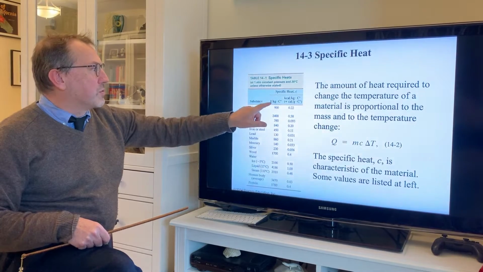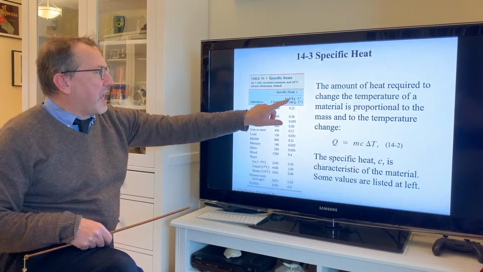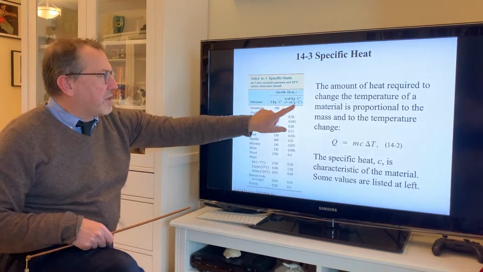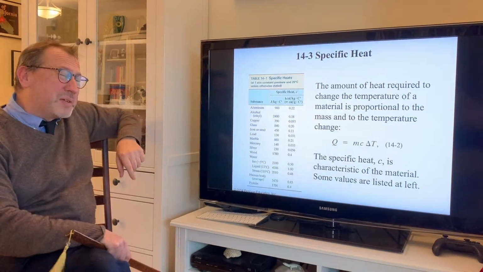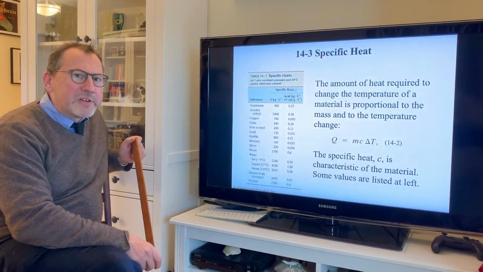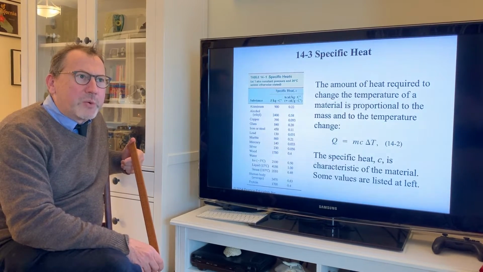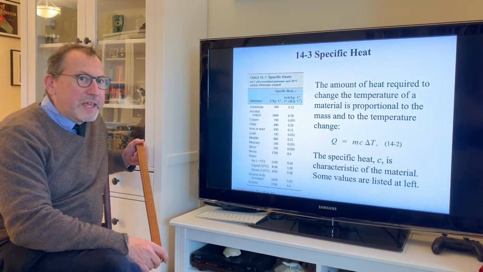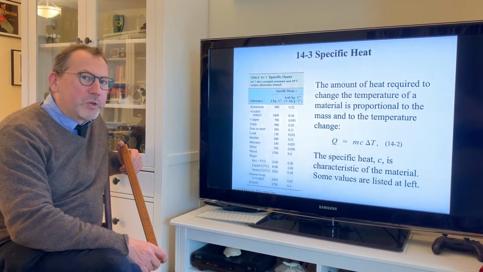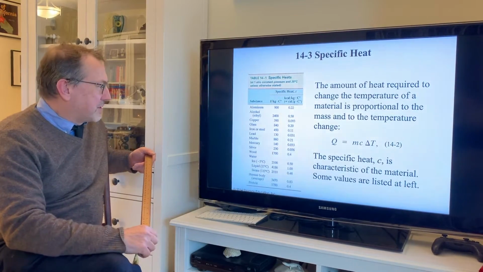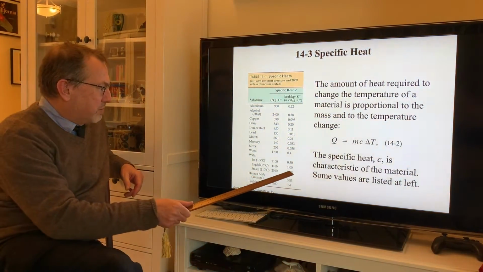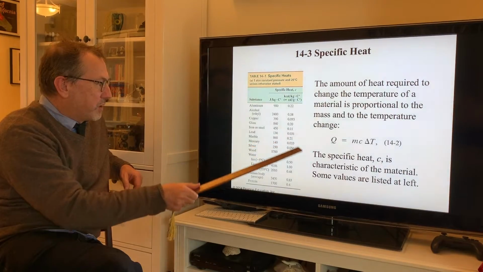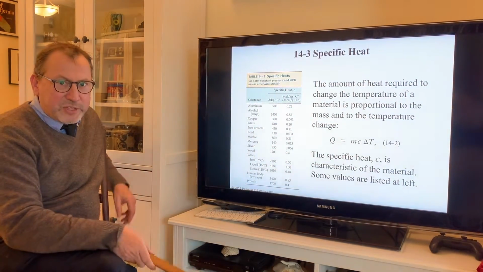Instead of using joules, of course, what I could use is kilocalories per kilogram degree centigrade, which is equal to calories per gram degree centigrade. Now, if you think about how the calorie was defined, the calorie was defined as the heat required to heat 1 gram of water by 1 degree centigrade. So, given that, what's the specific heat capacity of water? 1. Let's have a look. Water. 1. There it is. Because it takes 1 calorie to heat 1 gram of water by 1 degree centigrade. That's how the calorie was defined.